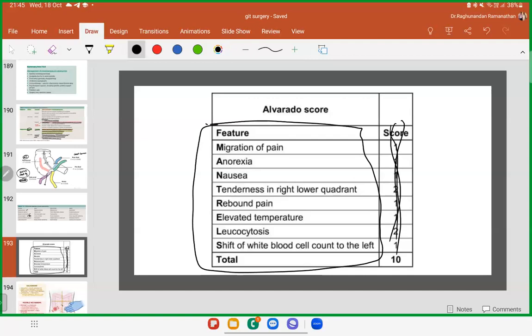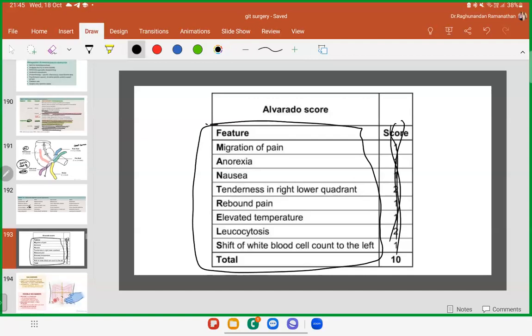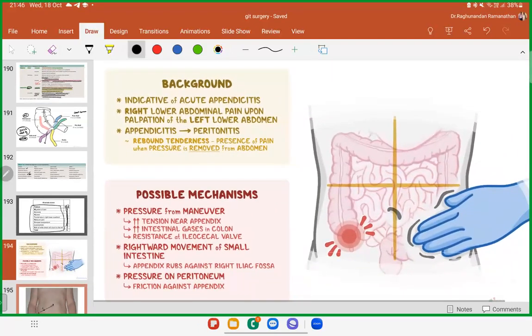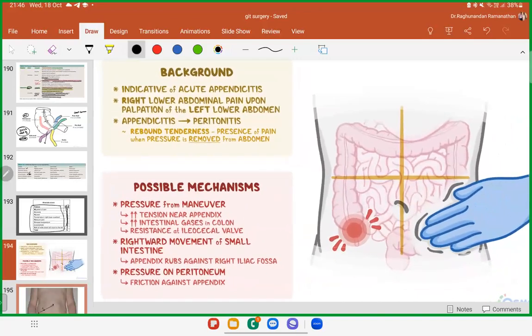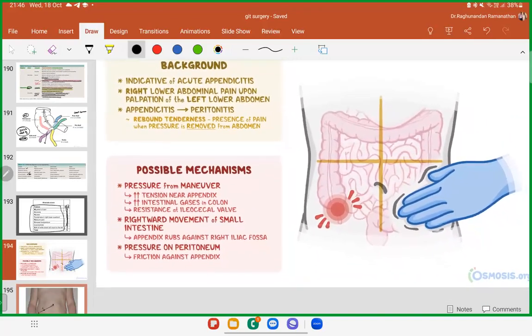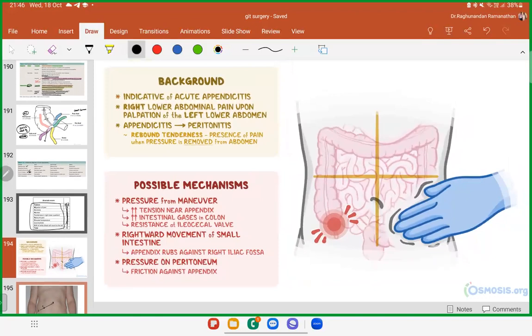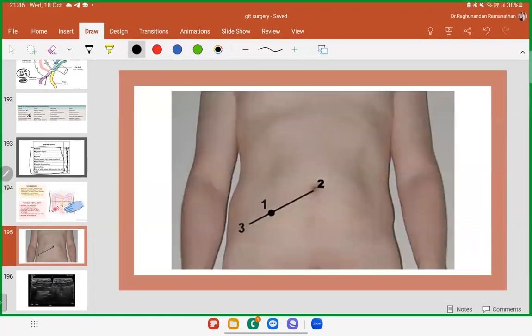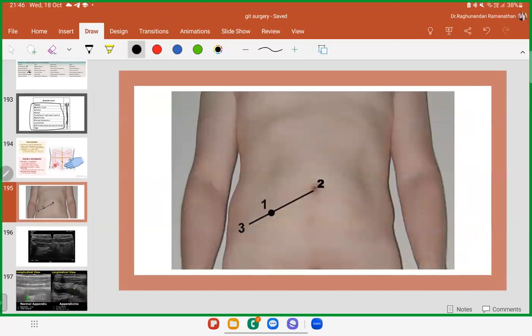At the night day you can take for surgery. This is what is going to be your Alvarado scoring system. Appendicitis is indicative of acute appendicitis: right lower abdominal pain, rebound tenderness, presence of pain when the pressure is removed from your abdomen. Possible mechanism is pressure from manual, rightward movement of the small intestine, and pressure on the peritoneum. This is going to give you McBurney's point.